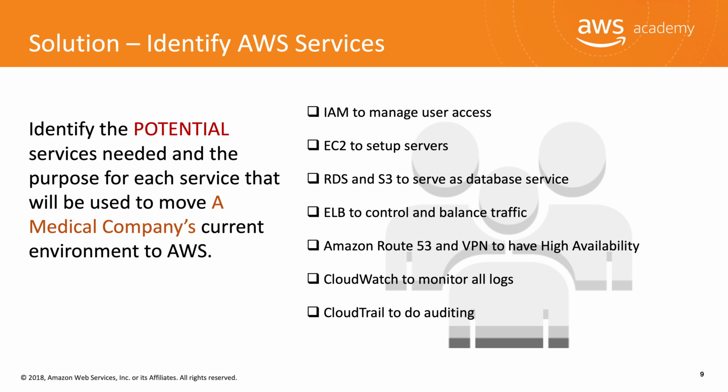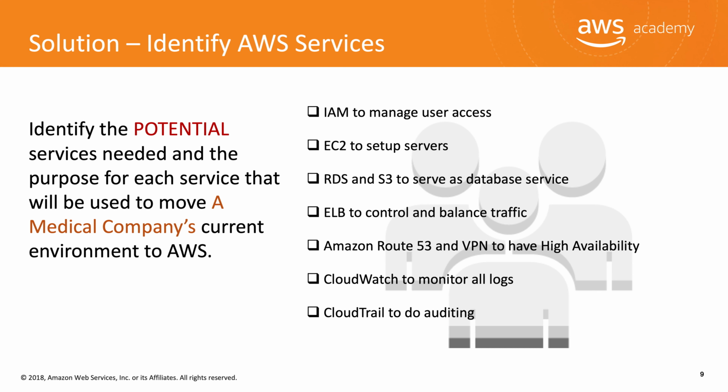So, with the understanding of these requirements, first we need to have an instinct about the potential services needed in this architecture. First of all, we need IAM to manage user access. Also, we need EC2 to set up servers, RDS and S3 to serve as database services, and ELB, Elastic Load Balancer, to control and balance traffic. Also, maybe we need Amazon Route 53 and a VPN to have high availability. Also, of course, CloudWatch is needed because we need to monitor all logs, and CloudTrail to do auditing.